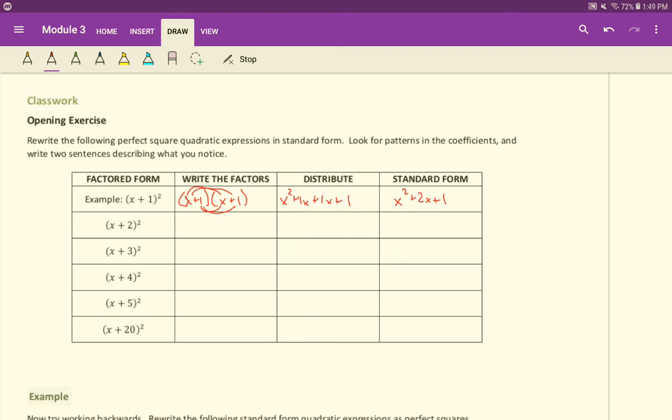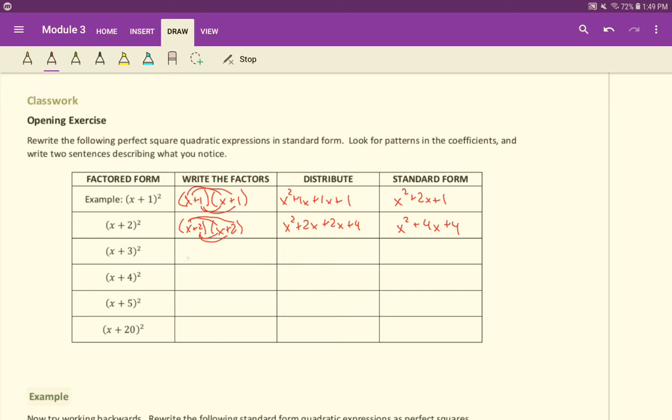The next one here, we have x plus 2 squared, which is x plus 2 times x plus 2. Again, distribute it out, so it'll be x squared, x times 2, so another 2x, 2 times x, so another 2x, and 2 times 2, so that's a 4. Combining like terms, we get x squared plus 4x plus 4. Go ahead and try the rest of these. Pause the video and do the rest of them here.